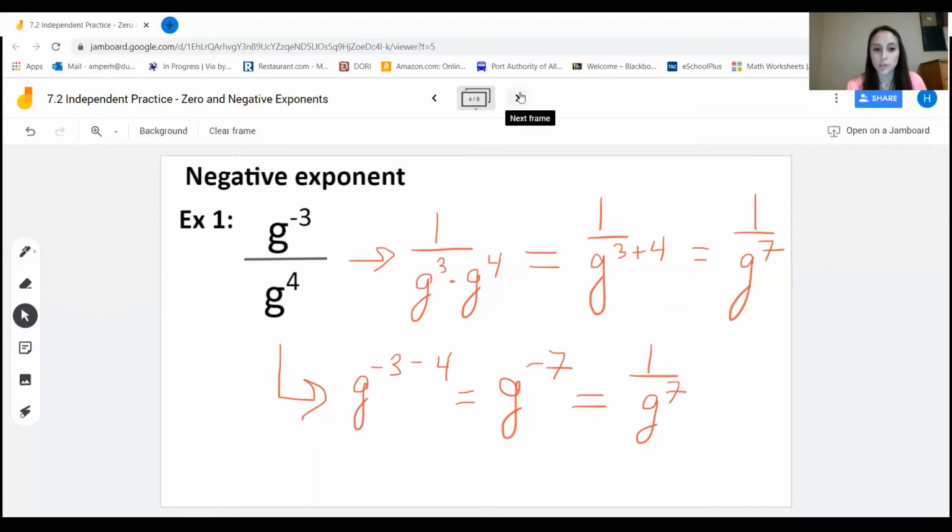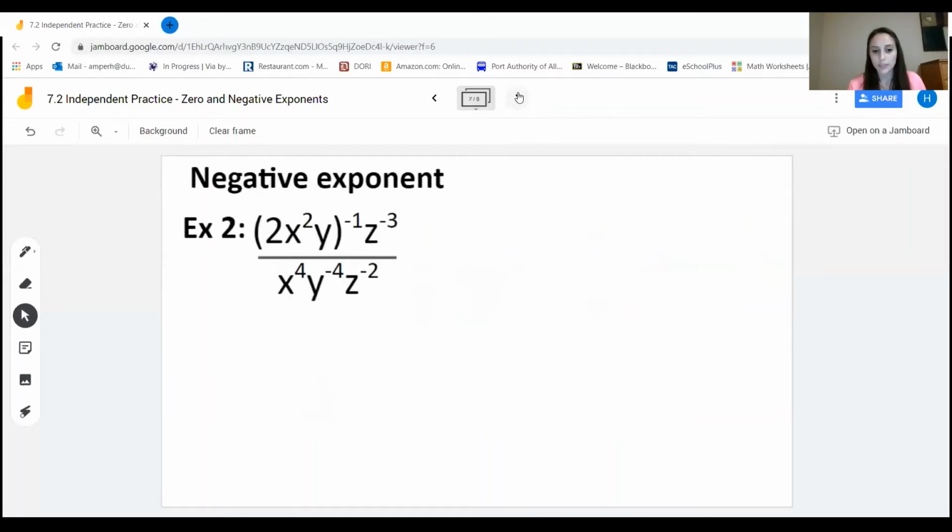So now let's go to a more complicated one. And hopefully it looks a little daunting, but when we work it out, hopefully you'll see that it's not that scary. Okay, so we have 2x² y to that whole value to the exponent of -1, z to the -3 divided by x to the 4, y to the -4, z to the -2.